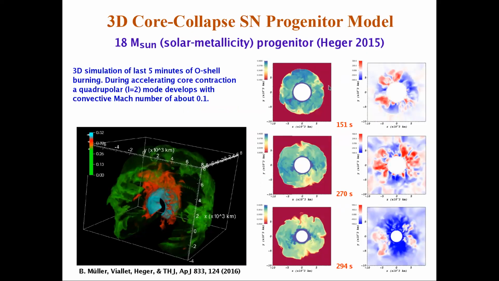And that was done for the first time around 2015-16, when Bernhard Müller, a previous student of mine, and Maxime Vialet simulated in an 18 solar mass progenitor this three-dimensional oxygen shell convection for a period of about 5 minutes. And you can see that the oxygen shell gets massively perturbed. This is about 3 minutes after the start of this simulation. And this is the situation down here, about 5 minutes. So we went back 5 minutes and then simulated again from these -5 minutes to the onset of core collapse. And this already massively perturbed the star at the onset of collapse.